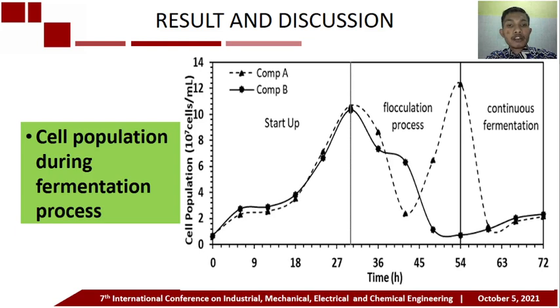Different phenomena of cell population happen in compartment B. The cells are still calmed down into 7.70 multiplied by 10 to the power of 6 cell per milliliter at 54 hours of fermentation and start to grow due to the sucrose feeding. This different phenomenon is predicted by the aeration process done in compartment A.